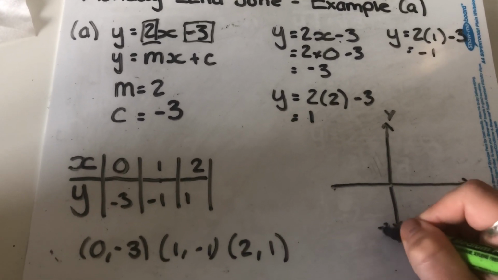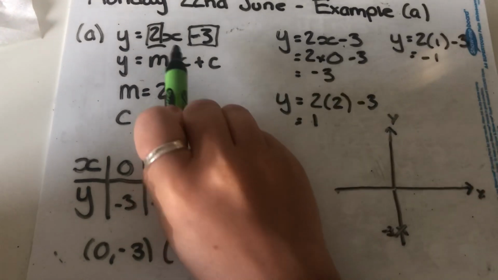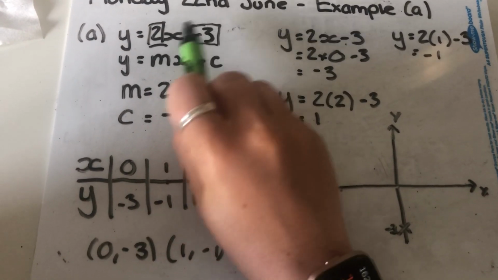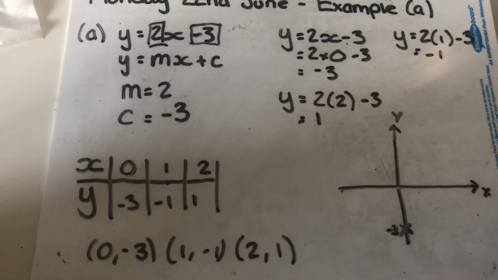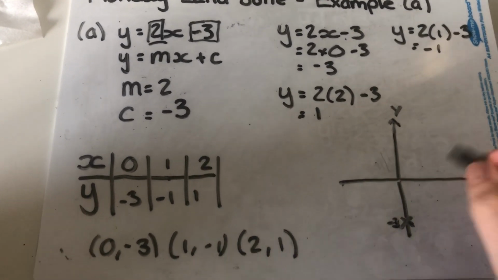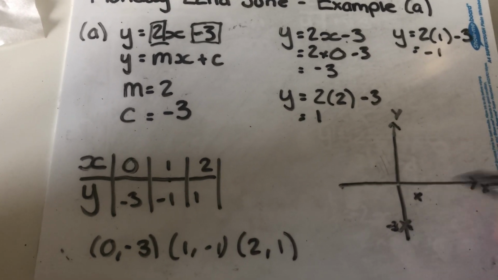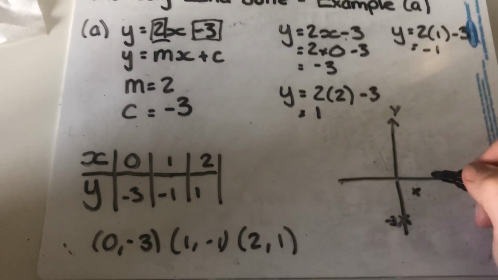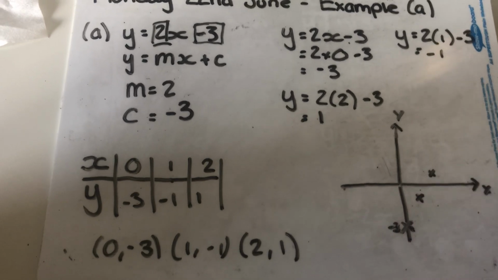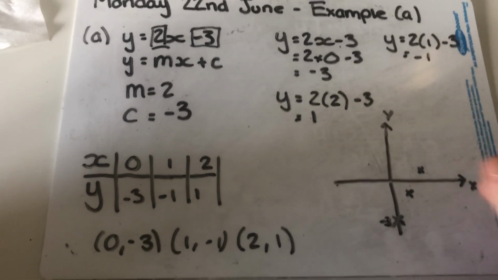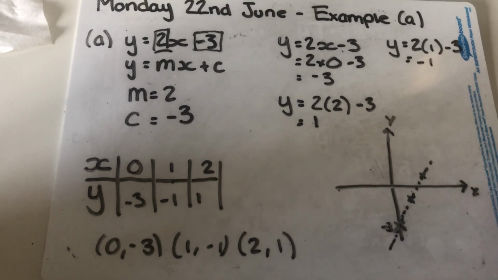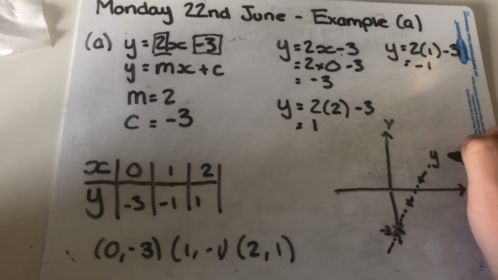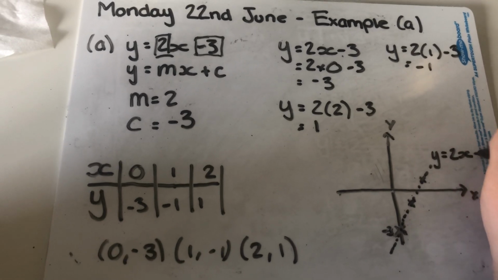We should already know that from looking at the equation, because we can see that the y-intercept is negative 3, so it should cross your y-axis at negative 3. Then we've got 1, negative 1, so 1 along, 1 down, roughly there, and then 2, 1, 2 along, 1 up is roughly there. It should be in a straight line, and you're just joining your crosses up with a straight line and labelling your equation.